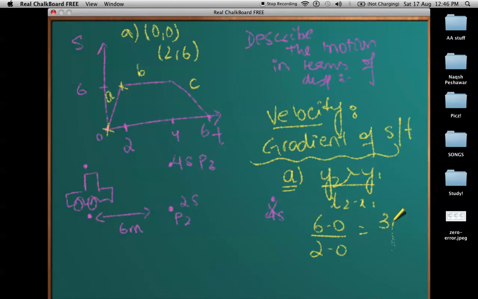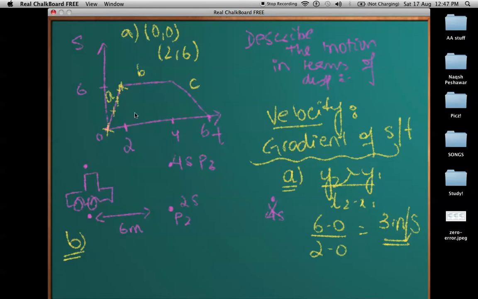This means that the car is traveling at a velocity of 3 meters per second. And since the line is straight, it will have a uniform gradient. This means that the car is moving with a uniform velocity. At every point, the gradient would be 3 meters per second. This means that till time t equals 2 seconds, the car moved with a uniform velocity of 3 meters per second. Let's see for section B.